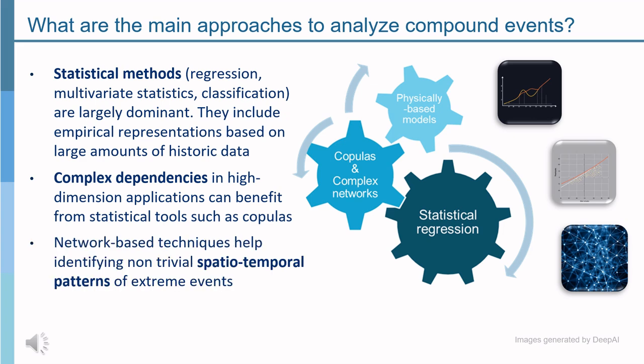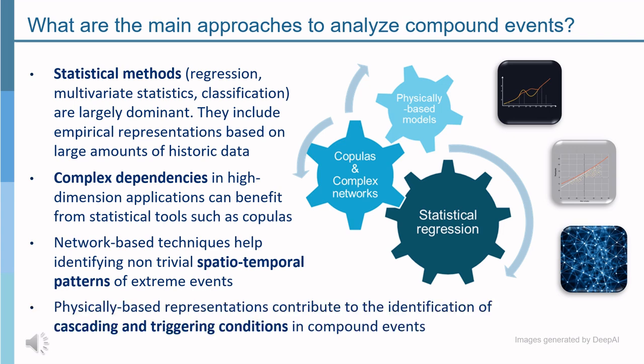Network-based techniques help identify non-trivial spatiotemporal patterns of extreme events, which can be suitable to study compound extreme events at different geographical locations. Finally, the use of physically based models, such as global and regional climate models or hydrological models, contributes to the identification of cascading and triggering conditions in compound events.